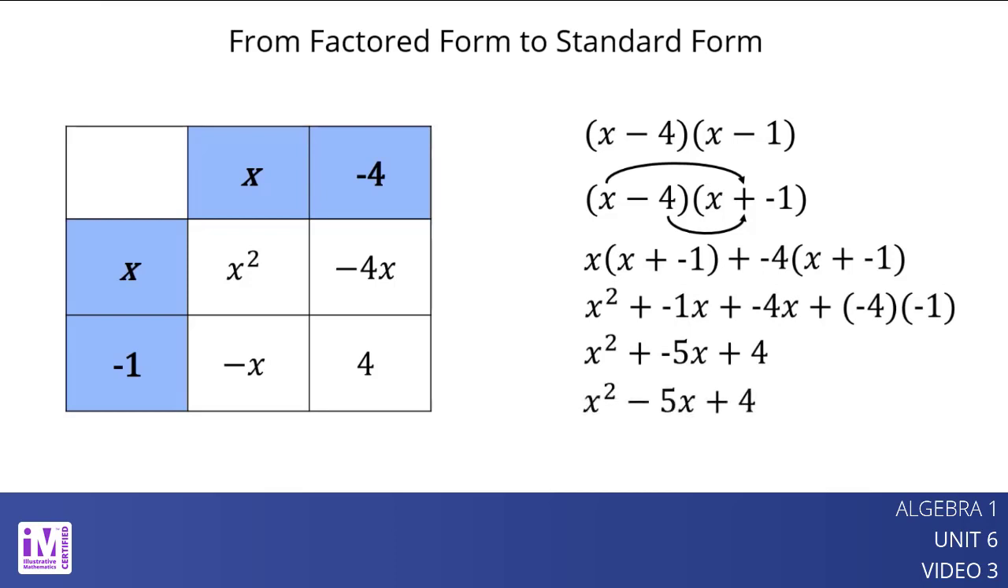The quadratic expression x squared minus 5x plus 4 is in standard form, and the quadratic expression, the quantity x minus 4 times the quantity x minus 1, is in factored form. In this way, we have rewritten the quadratic expression from its factored form of the quantity x minus 4 times the quantity x minus 1 into an equivalent expression in standard form of x squared minus 5x plus 4.